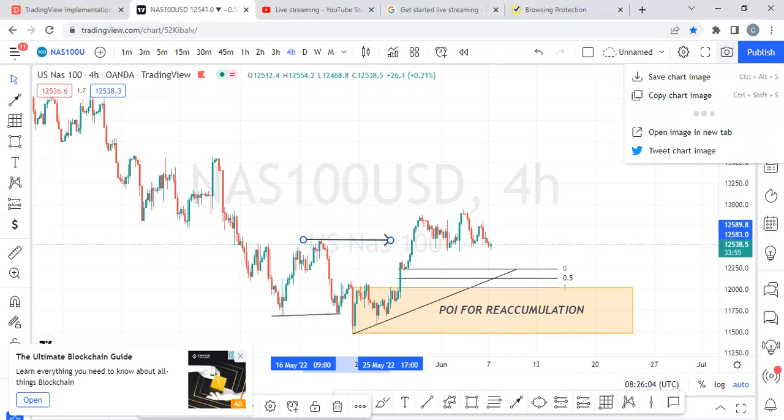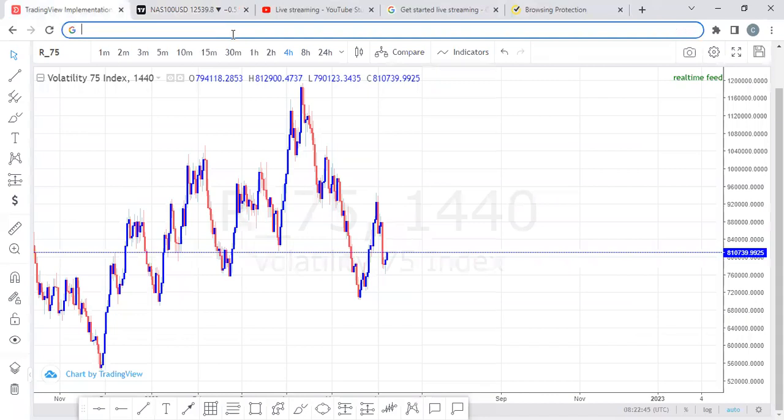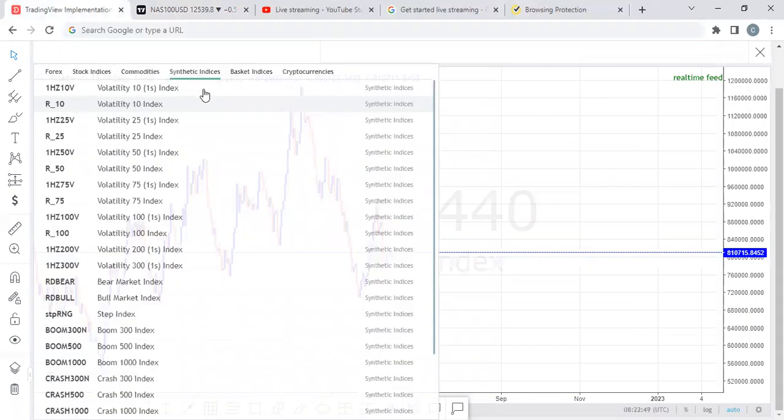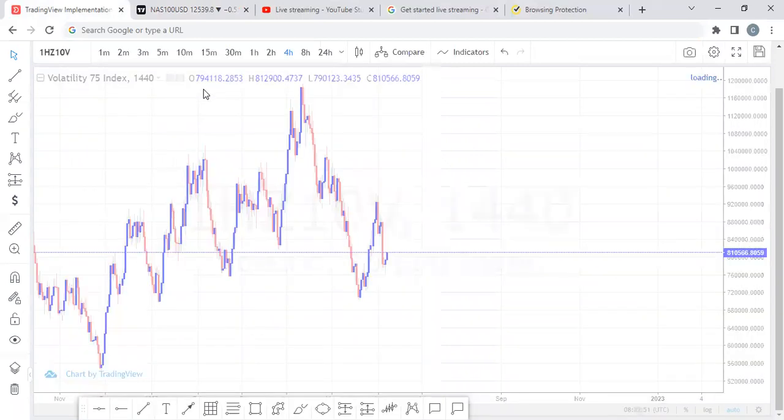Let's go to synthetic indices. All right, so that'll be the last thing I'll be covering, and then we call it a day. So I'm going to synthetic indices now. Let's start from Volatility 10. Although I've done this with my mentees already, I still want to do this over again.